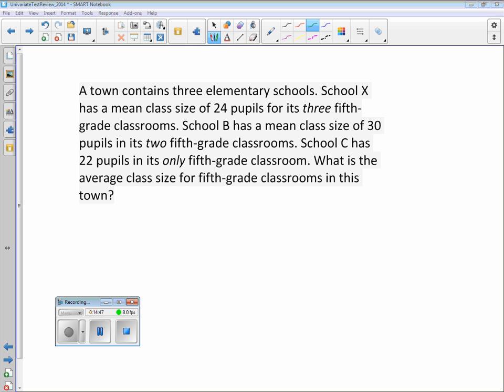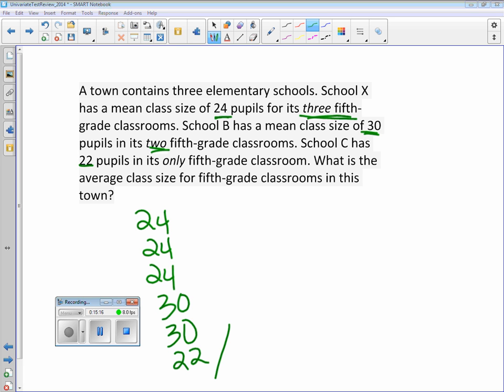You could say, okay, there's three 24s, right? There's three 24s. I understand that. Okay, I wrote the problem. Then I have two 30s. And then I have one 22. Can I just add them and divide by 6? That will work.